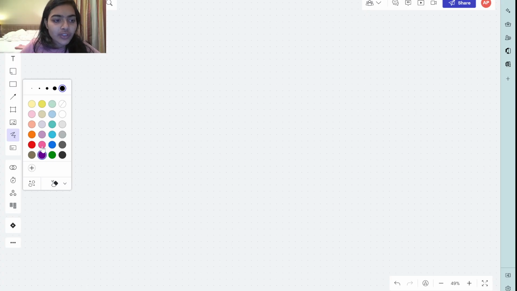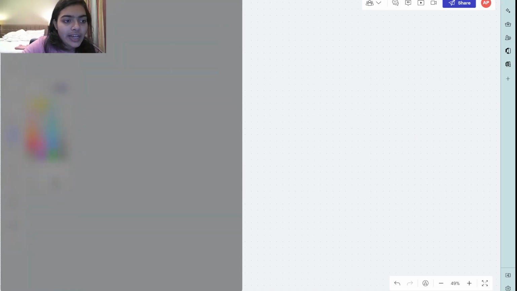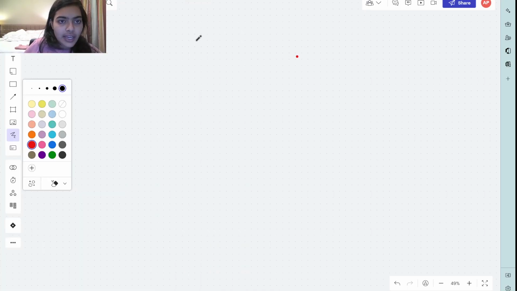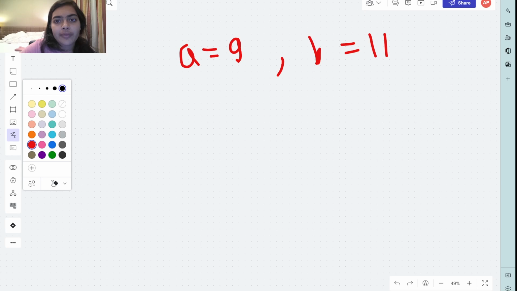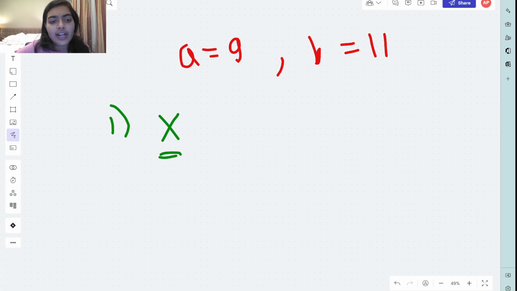Let's try to understand first of all what the problem is saying. So we are given two numbers. Okay, let's take an example. Let us say a is equal to 9 and let us say b is equal to 11. So let's break down the problem step by step. We have to find a number x and return that as our answer.